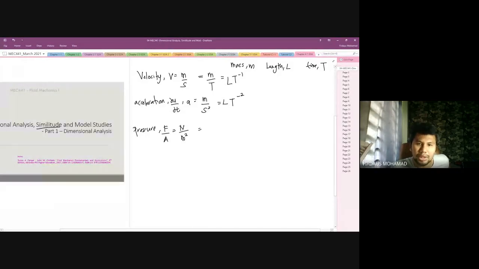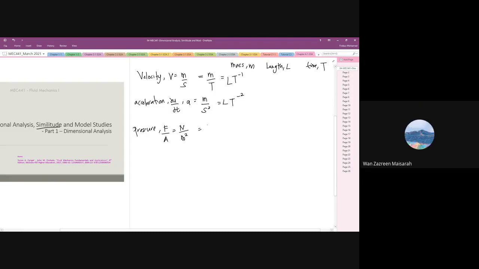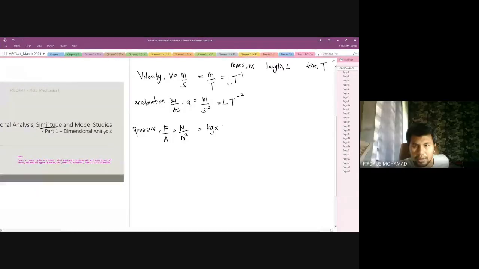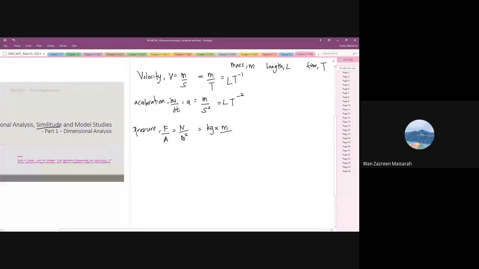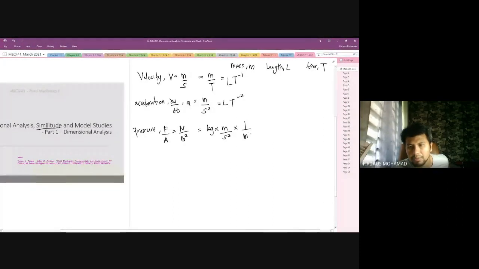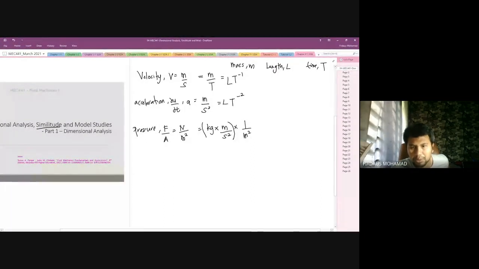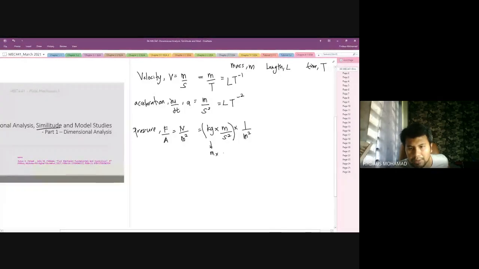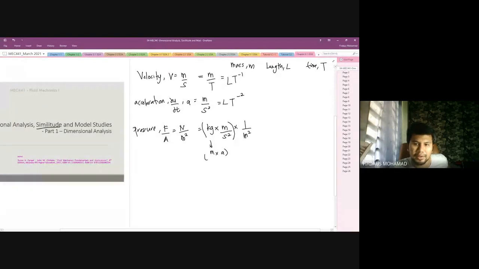So how about Newton? What is Newton actually? Force. What is the actual unit, the homogeneity for Newton? Newton is kg times m times s to the negative 2, because Newton is actually weight: mass times acceleration, a. Agree?